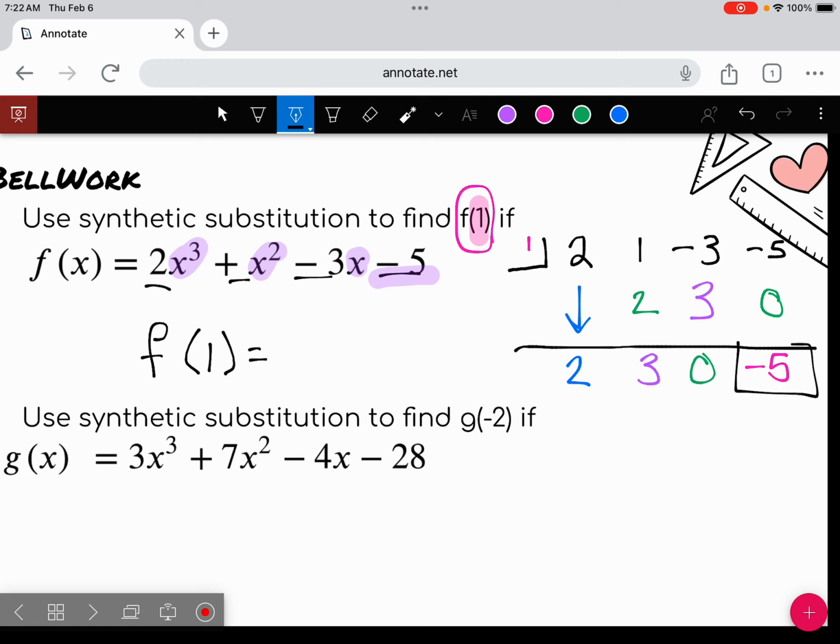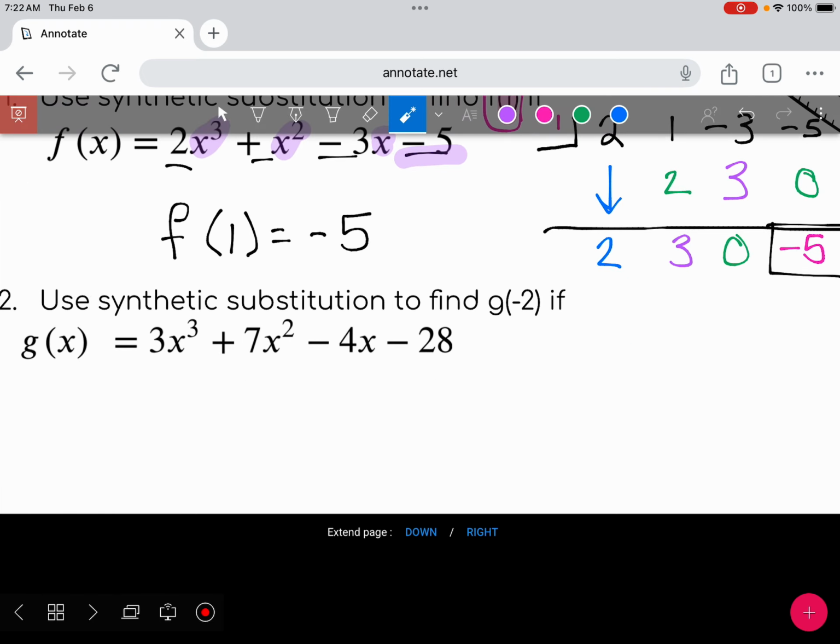-5. This guy is the answer for the substitution. Nope, just the remainder. Just the remainder. Because if I went through and I substituted in a 1 here in place of every single x, so 2 times 1 cubed plus 1 squared minus 3 times 1, I would wind up with -5. Because it's the exact same value as substitution. It's just done in a way where I don't have to be super careful typing things in the calculator.